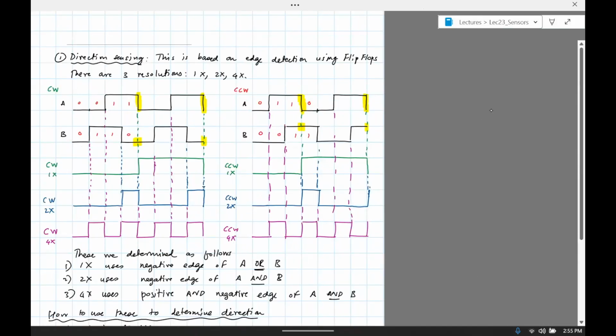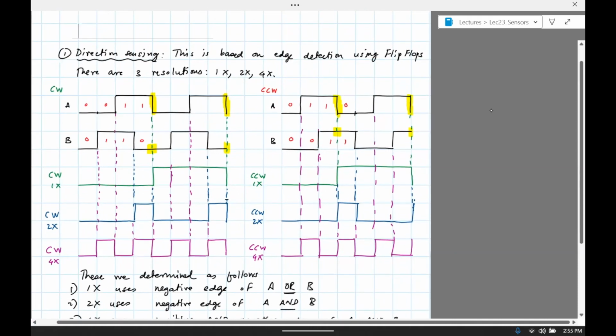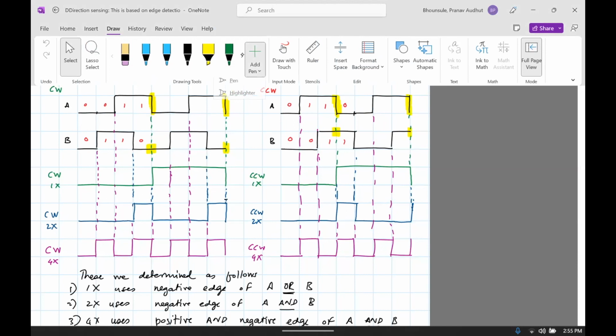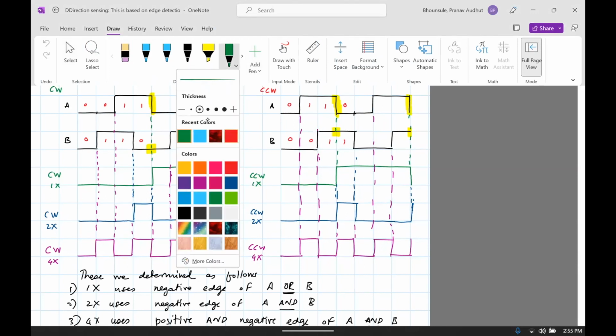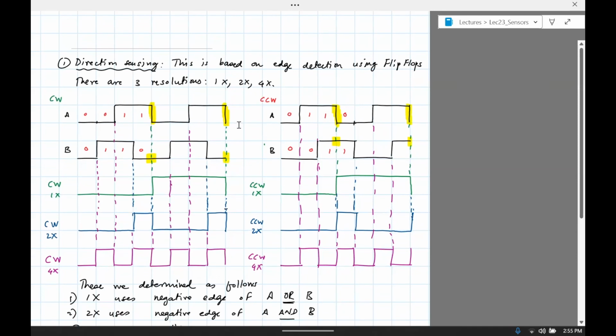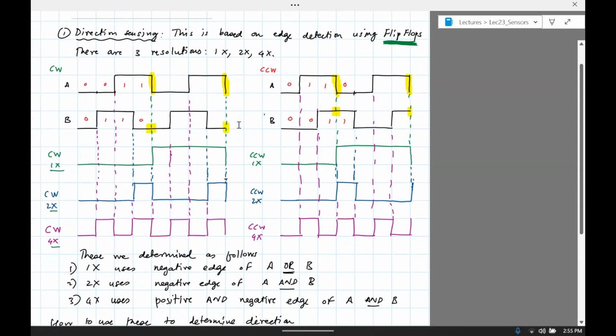Now this is a little bit more complicated than that. Now that you have a general idea of how that works, this is how it is implemented in hardware. There are 3 resolutions. Resolution is, with the same pattern, same code, A and B, what is the smallest change in angle you can detect? That really depends on the kind of counting architecture you use, and we're going to use the flip-flops counting architecture. So there's 1x, 2x, and 4x. The way 1x, 2x, 4x works is basically what type of flip-flop we use.